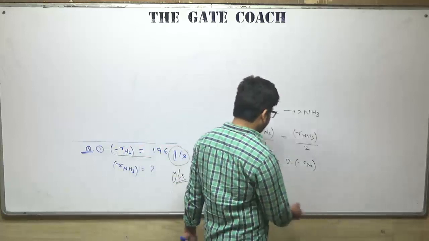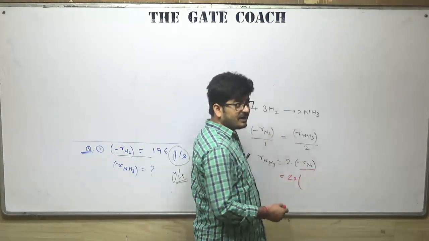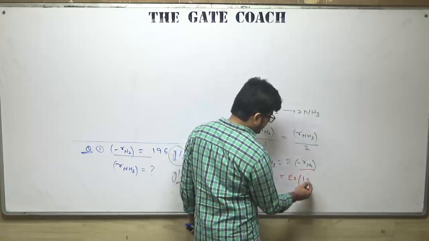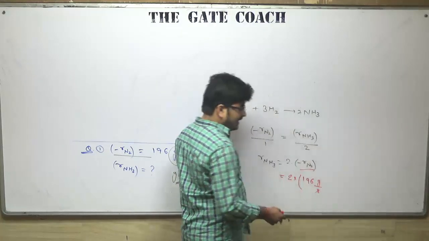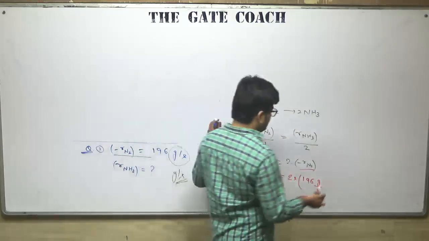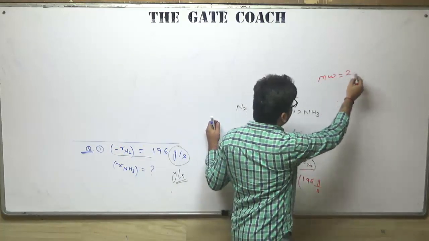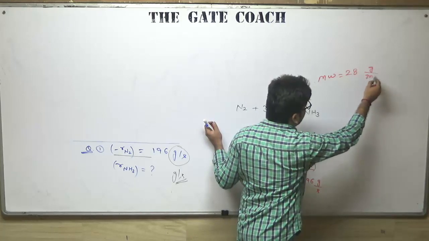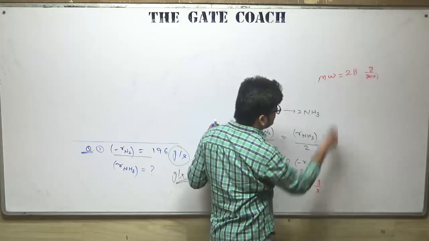So what we will do is change the rate of disappearance of nitrogen into molar units. Initially it is 196 gram per second, and you know that to change mass into moles you have to divide by the molecular weight. What is the molecular weight of nitrogen? 28. And what are the units of molecular weight? Gram per gram mole. So you can see you have to divide by the molecular weight.